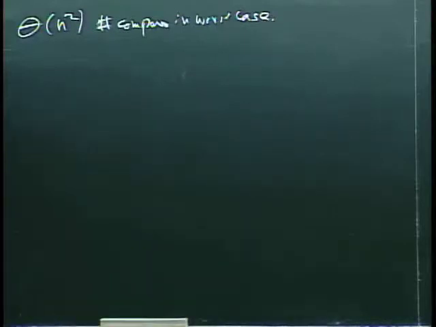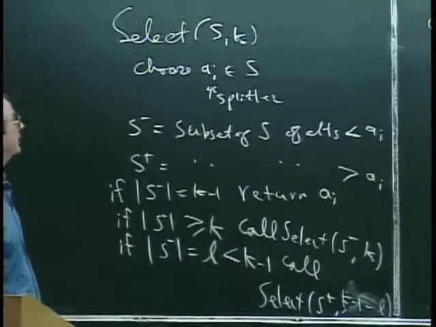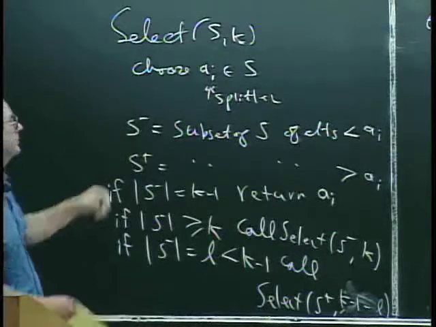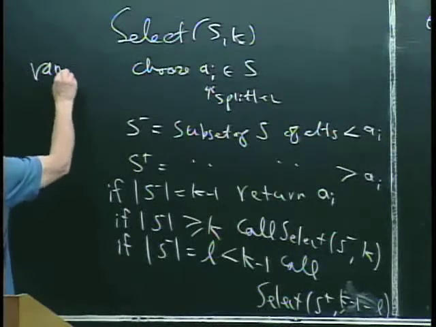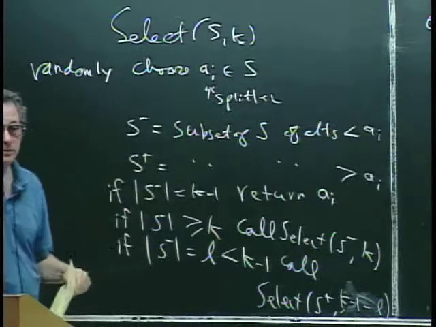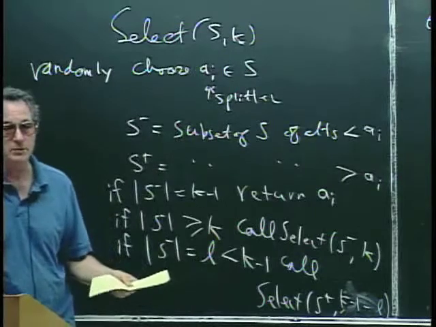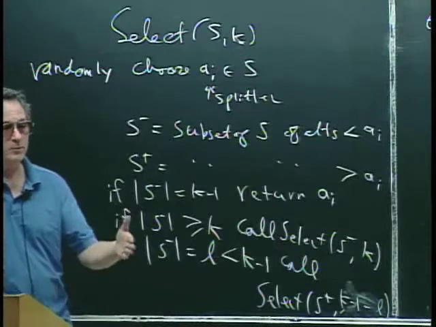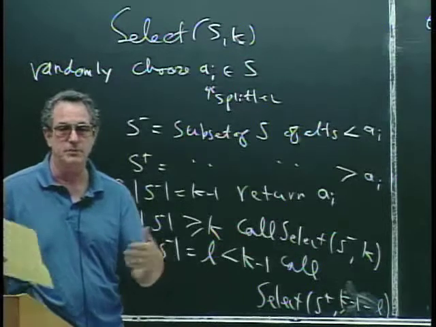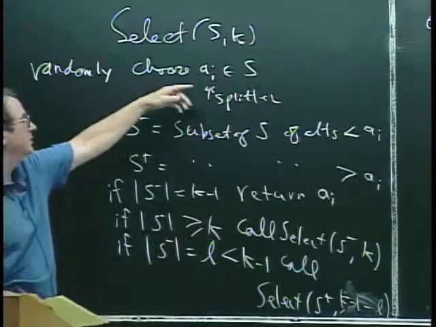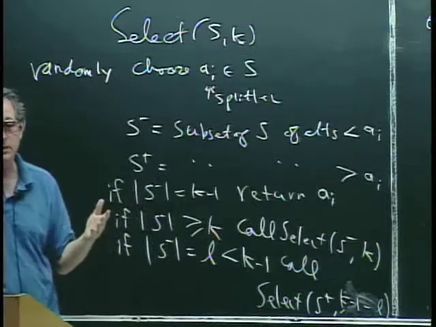Okay, but instead of doing this deterministically, we're going to change the choose to say randomly. Randomly choose ai. So it means with uniform probability. For those of you who've studied probability, had a probability course, you'll know specifically what I mean when I say uniform probability. For those of you who don't, just think of it in the colloquial sense that every element in S has equal chance of being selected.